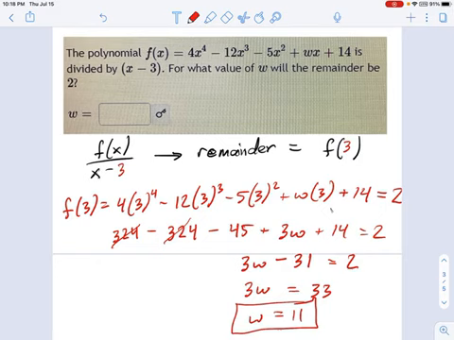So in other words, if we take that 11, plug it all the way back up here into that w, and then evaluate the remainder of f divided by x minus 3, you will get the number 2.